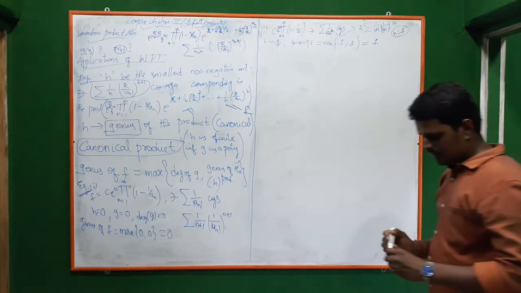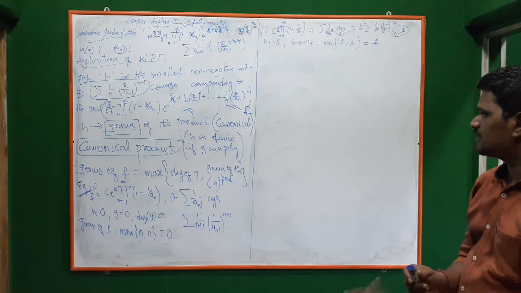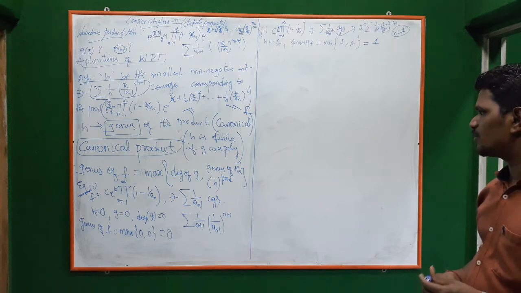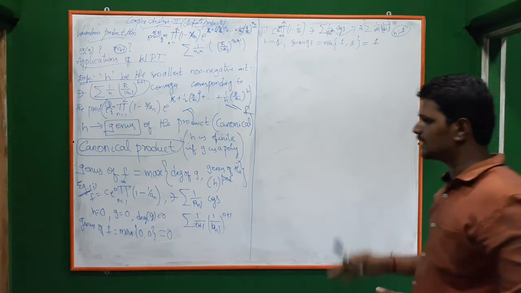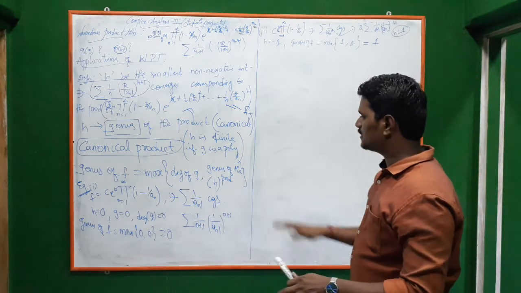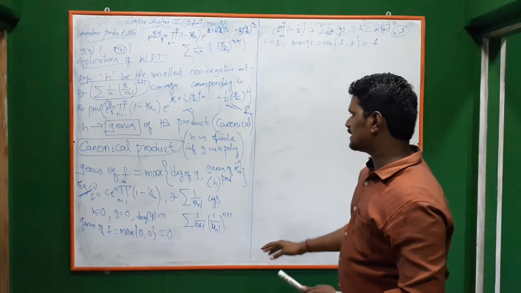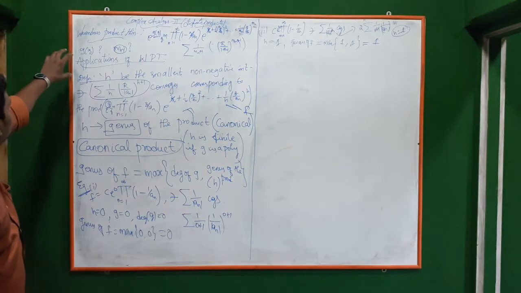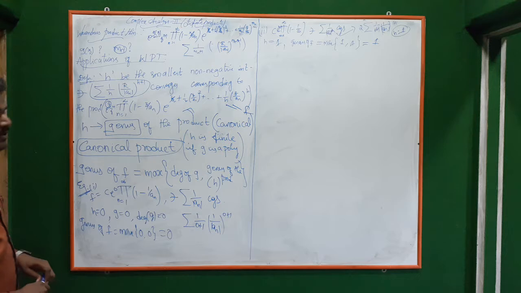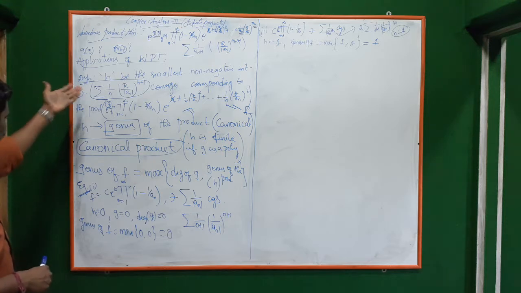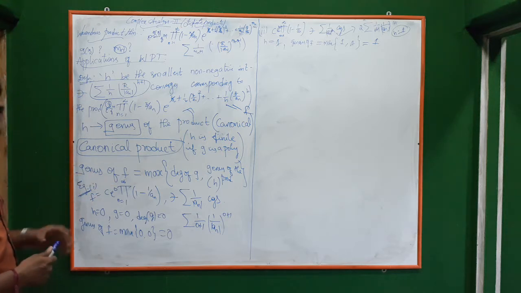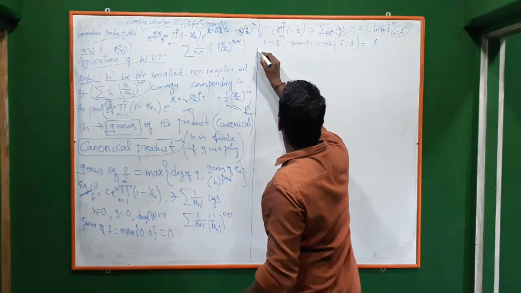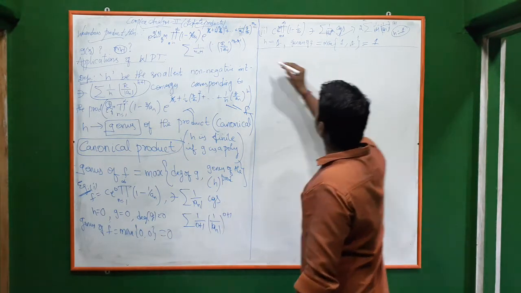So you have to be able to find the genus of the function and the genus of the canonical product whenever the product is given. Clear? This is one example for this definition, one application of the Weierstrass product theorem. From the Weierstrass product theorem, we are able to find the genus of the function. Fine, next we will see some illustrations.